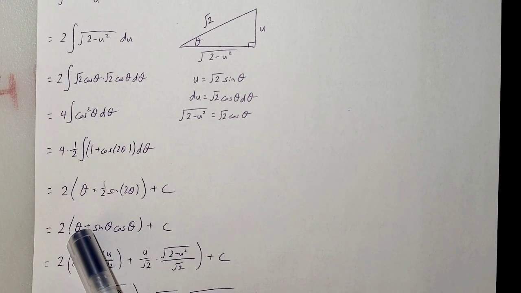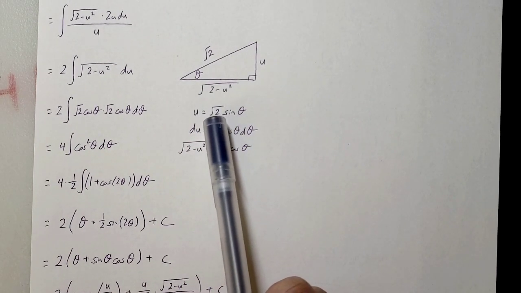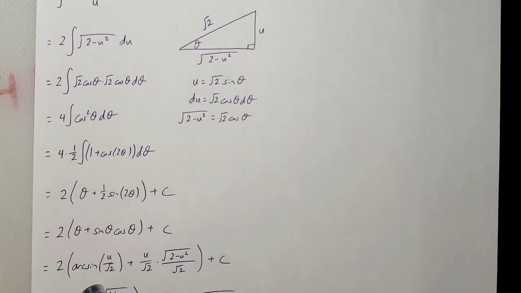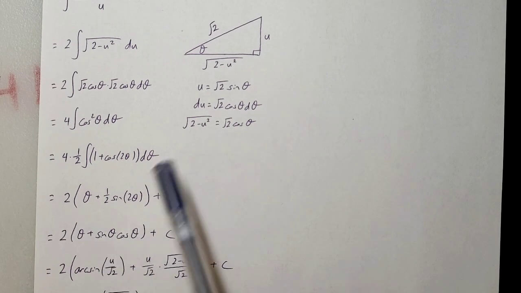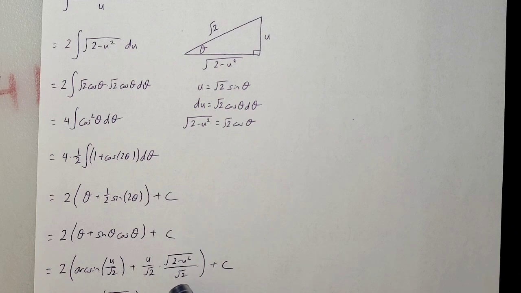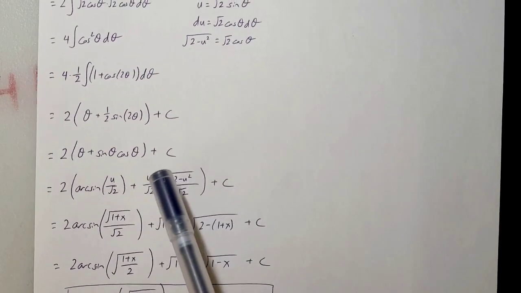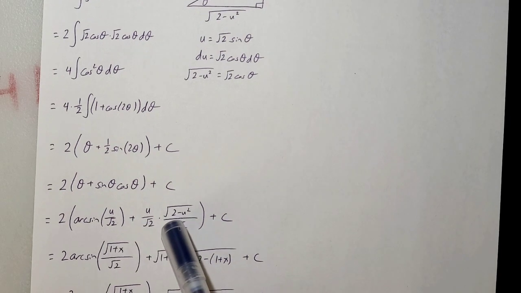What is theta? Well, theta, we can just go from here, is arc sine of u over square root 2. Okay, what's sine theta? u over square root 2. What's cosine theta? Square root of 2 minus u squared over square root 2. Okay? We need it in terms of x, not in u. So we still got to back substitute.